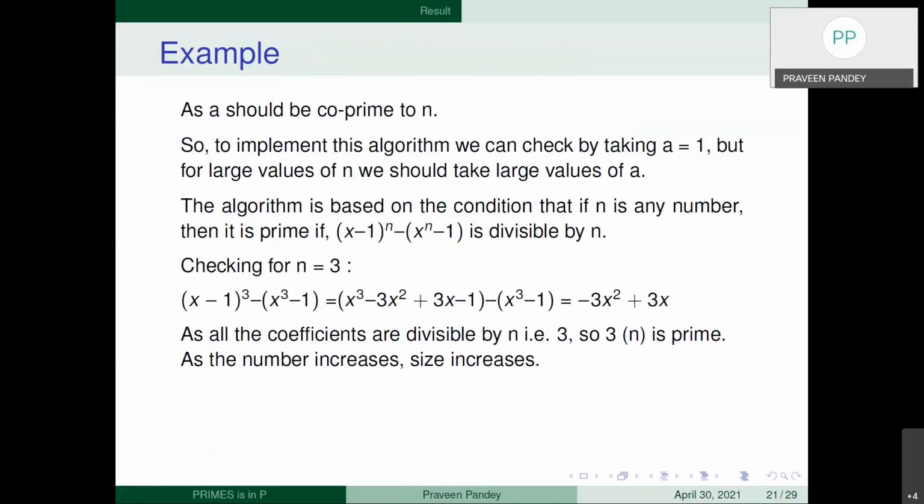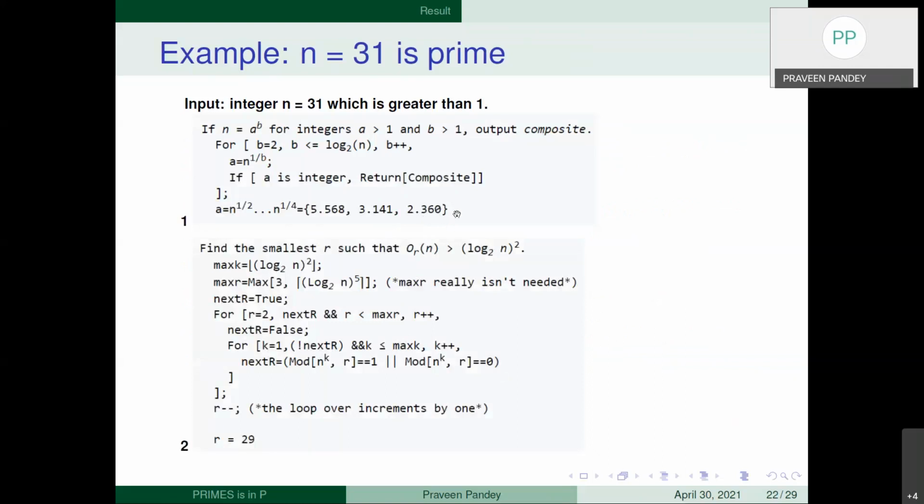Suppose we take n as 3. Then we put n equal to 3 and expand the complete equation. We see that all the terms whose coefficients are not multiples of 3 get cancelled out. Since 3 is a prime number, finally we obtain an equation whose coefficients are multiples of 3, or divisible by n. So we can say that n is a prime number in this case. There is also an example for n equal to 31 based on the algorithm.